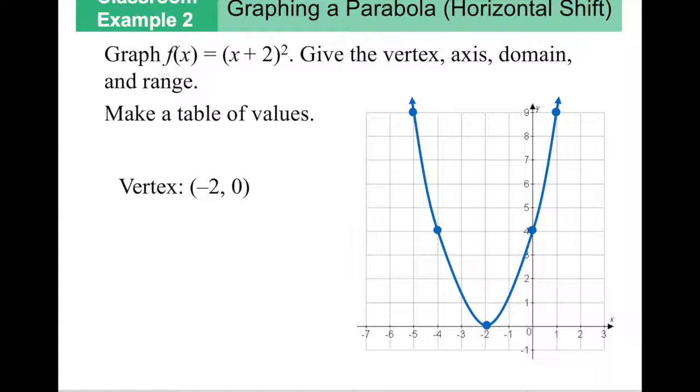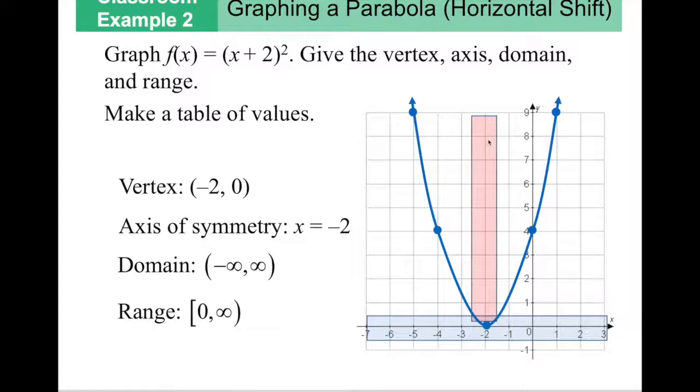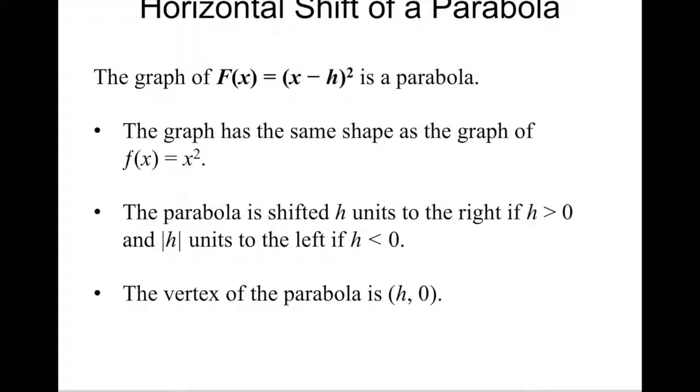So that changes my vertex. My vertex is on the x-axis, but it's at (negative 2, 0). My axis of symmetry is no longer the y-axis. It's now this vertical line, which is at x equals negative 2. My domain is still all real numbers, and for my range, I go from the bottom to the top, and it starts here at 0, and it goes up forever, which would be 0 to infinity.